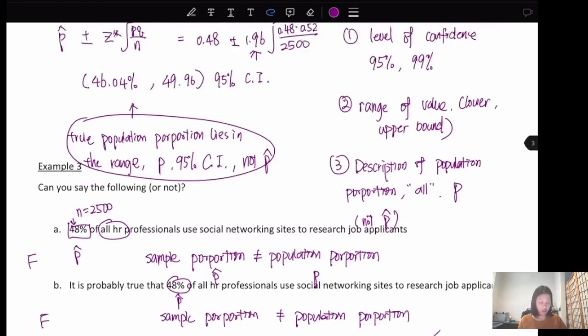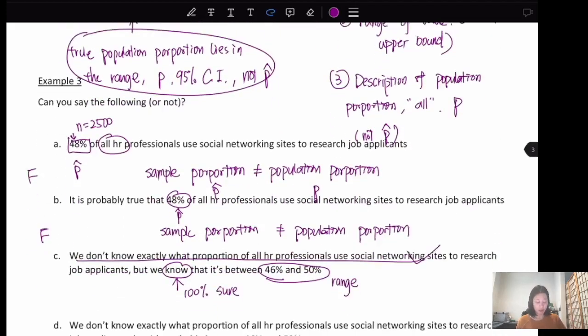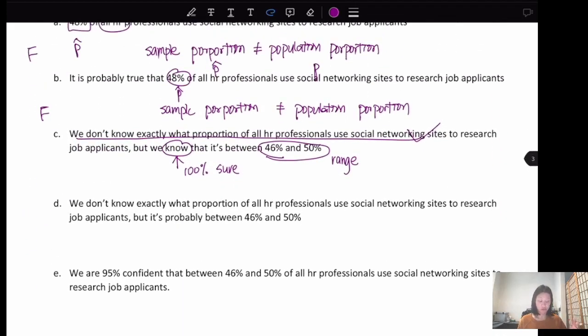But during our calculation, our 46% to 50%, which is here, they round this up. We know that this is a 95% confidence interval. This is not 100% sure that 46% to 50% of professionals will use social networking. So that's why it's wrong. You are not 100% sure. You are only 95% sure that it's between 46% to 50%.